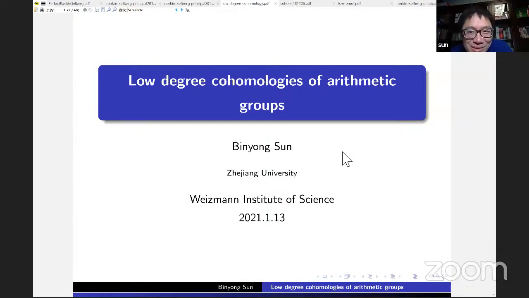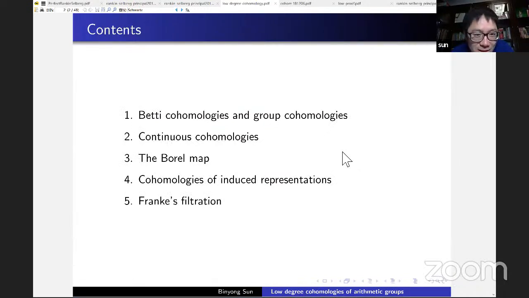The title is Low Degree Cohomology of Arithmetic Groups. Okay, let's start. The talk has five parts. First, I will introduce some basic notions of sheaf cohomology and group cohomology. Then I explain the definition of continuous cohomology. Then I explain the Borel map. The fourth part is more technical, about vanishing of certain cohomologies of induced representations. And the fifth part is about the proof. This uses Franke's filtration.